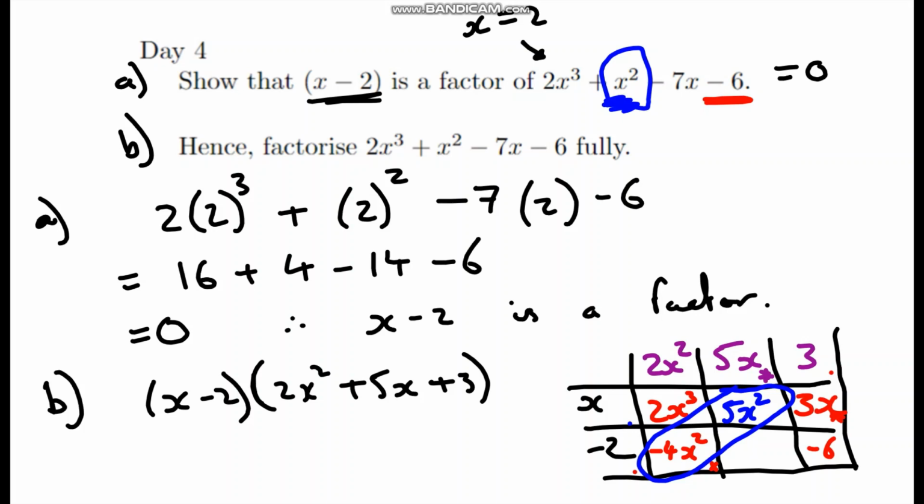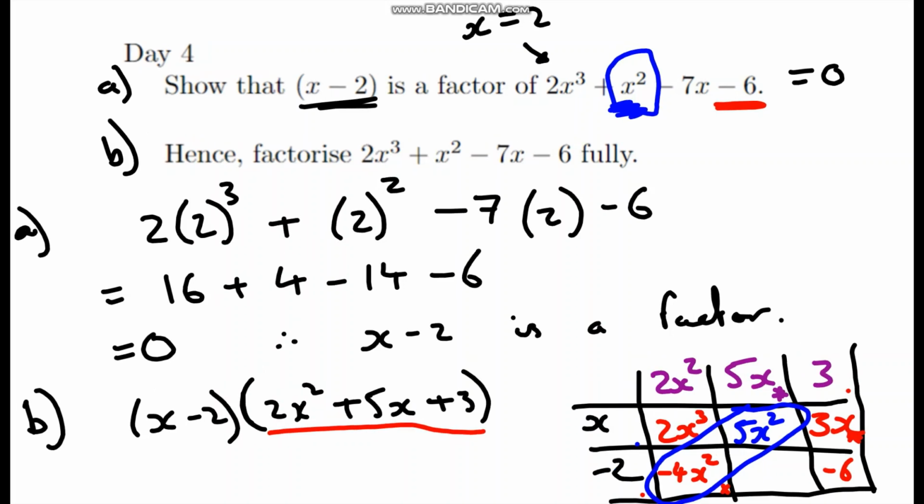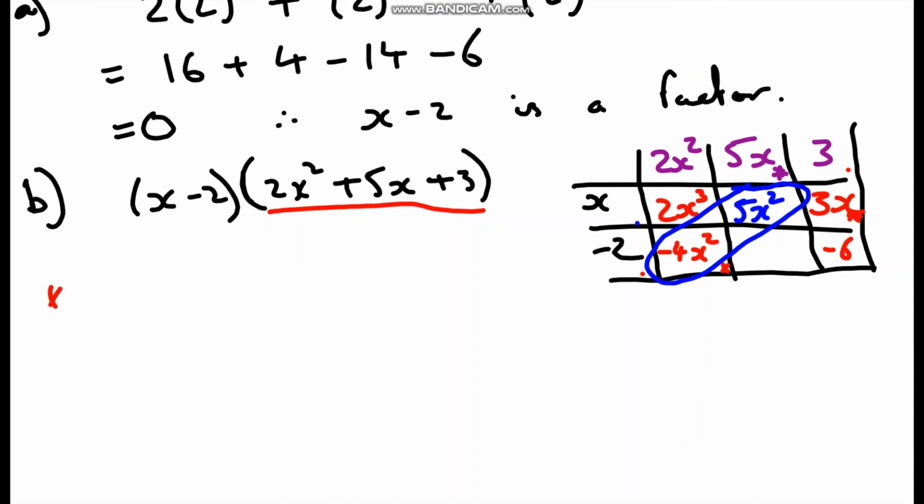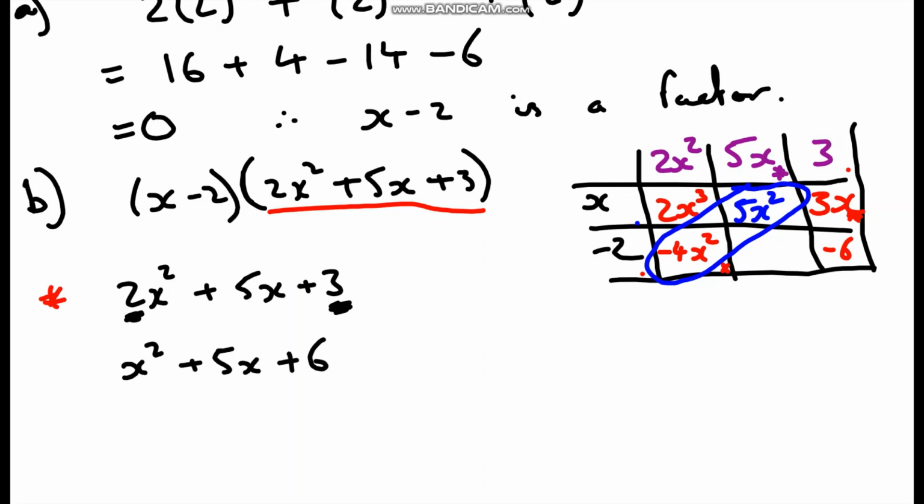Now to factorise fully, we need to factorise this bit here. So if we just do the red bit, 2x squared plus 5x plus 3, we're going to use the Hegarty method, slide and divide, whatever you want to call it. So we're going to multiply this value in front of the x squared by the number on its own and factorise it like it was a normal quadratic that we're used to.